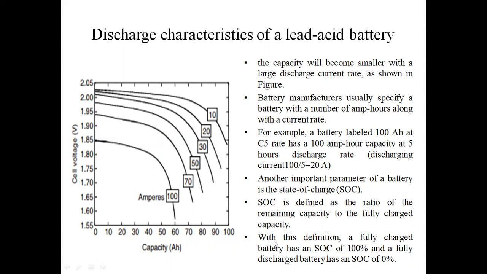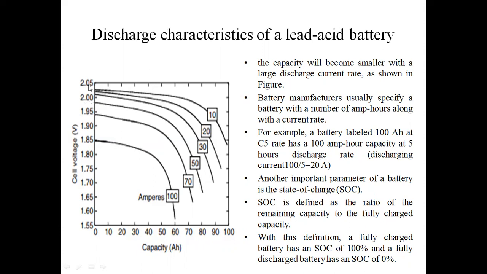For example, a fully charged battery has an SOC of 100%. A fully discharged battery has SOC 0%. If a battery has 50% charging, the SOC is 50%. This is the SOC, state of charge. If a battery has only 40% charging, the SOC is 40%. Okay, the ratio of remaining capacity to fully charged capacity.